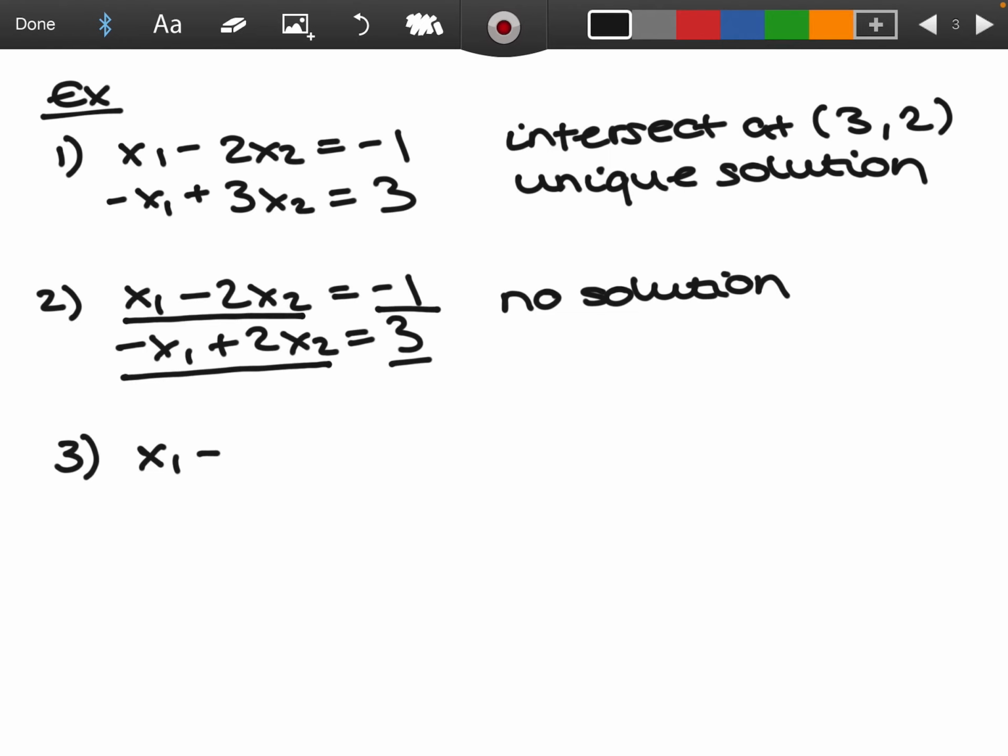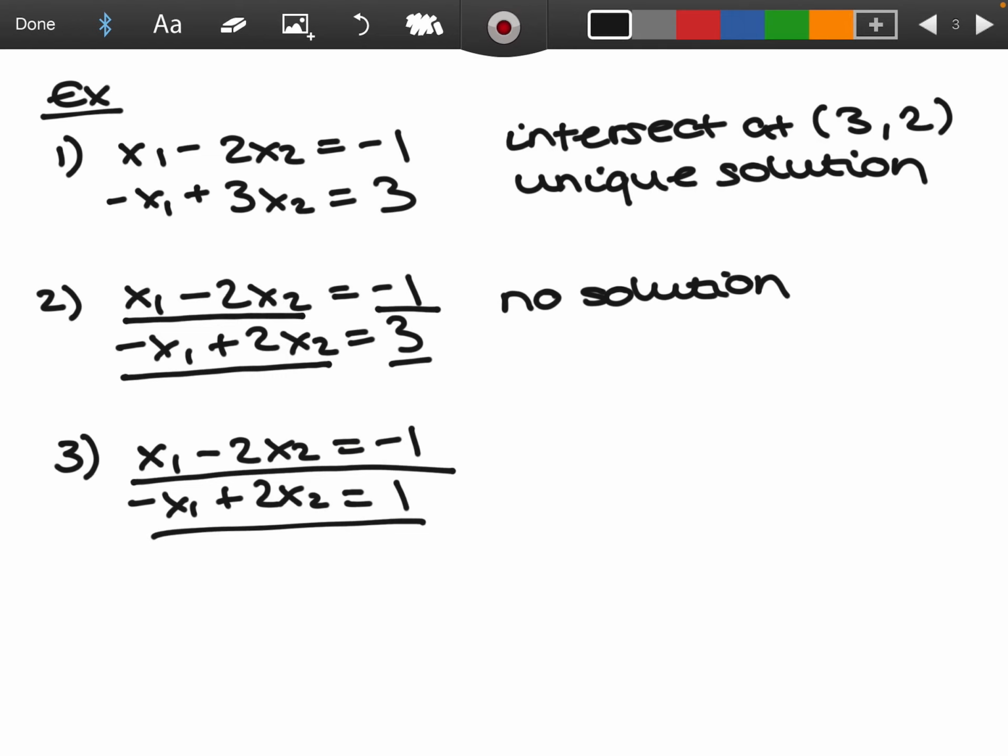Third example. In this case, we see that both the left and the right-hand sides are scalar multiples of one another. So if I take the whole first equation, both left and right-hand sides, and multiply it by -1, I end up with my second equation. So there are infinitely many solutions to this system. There are infinitely many x1 and x2s that satisfy this system of equations.